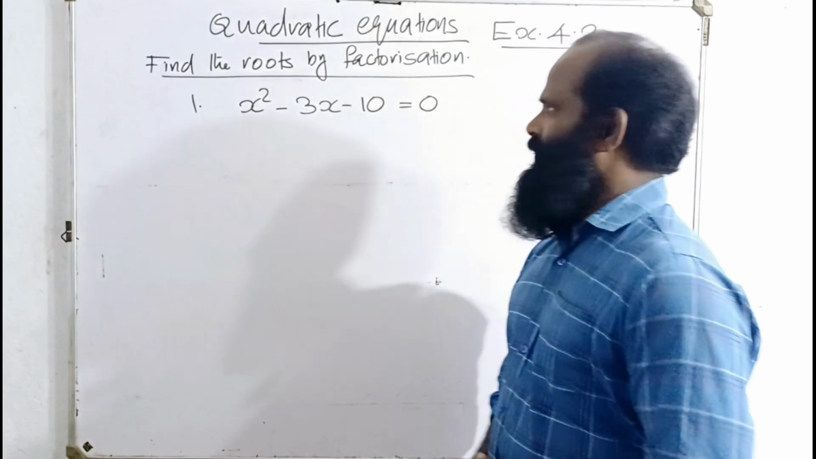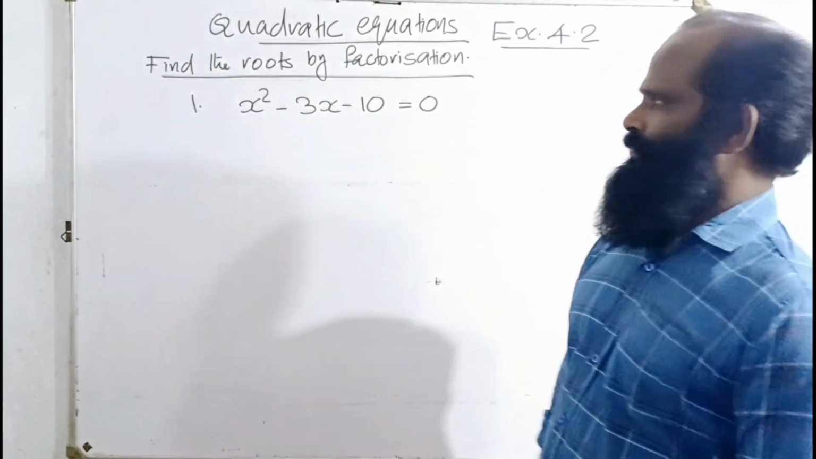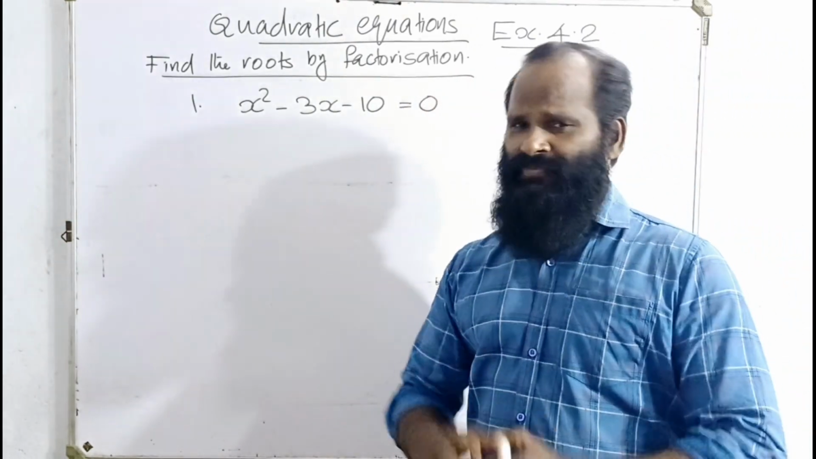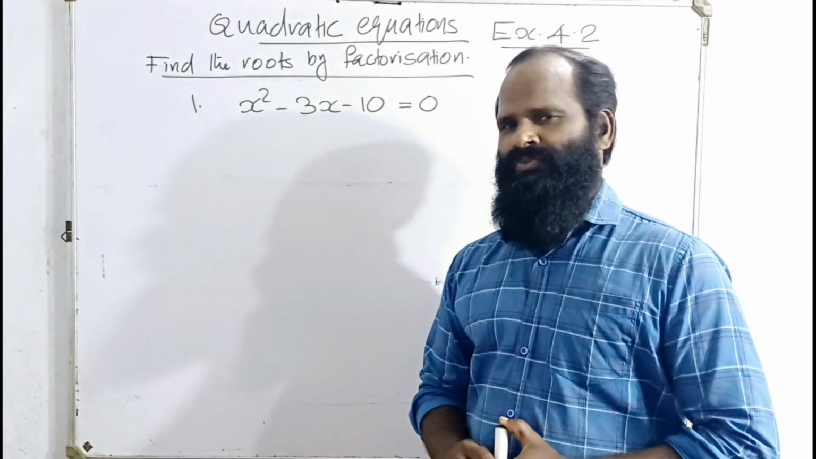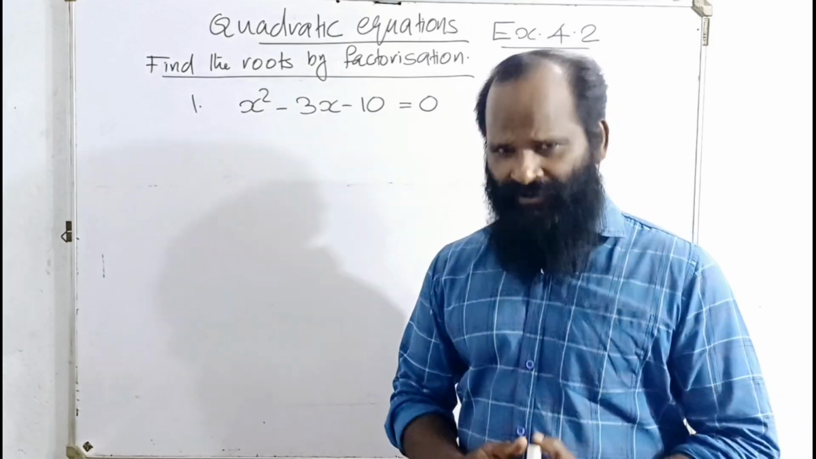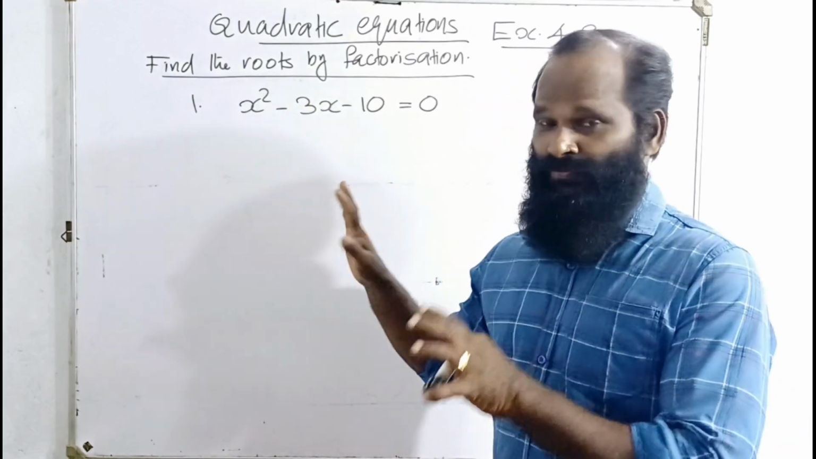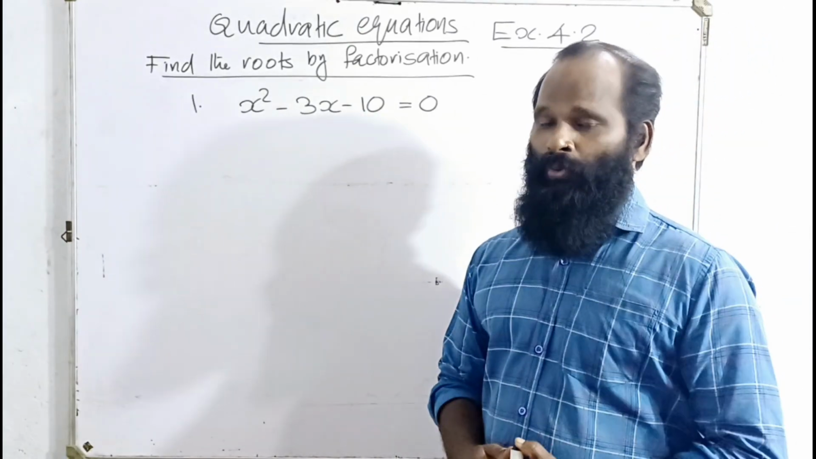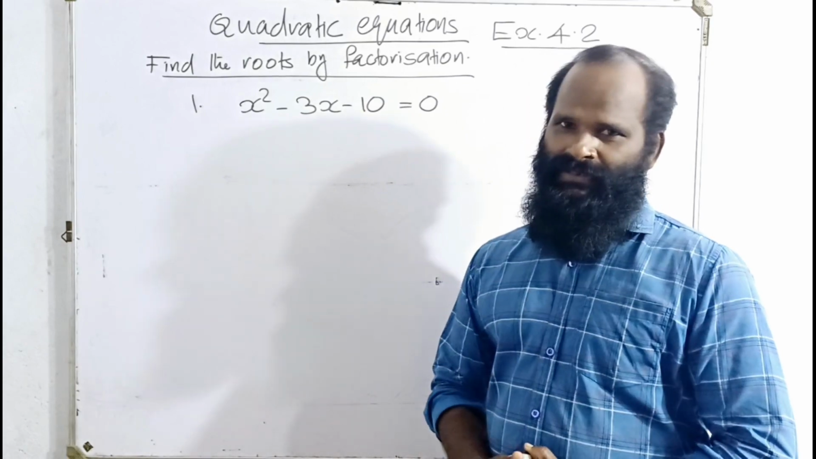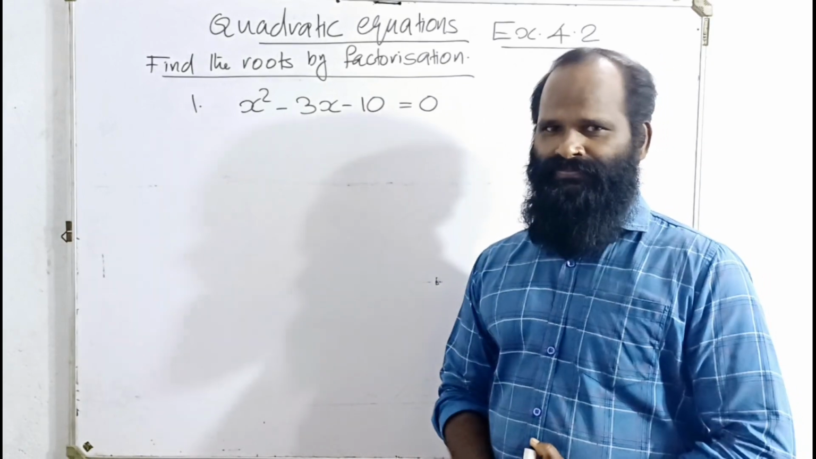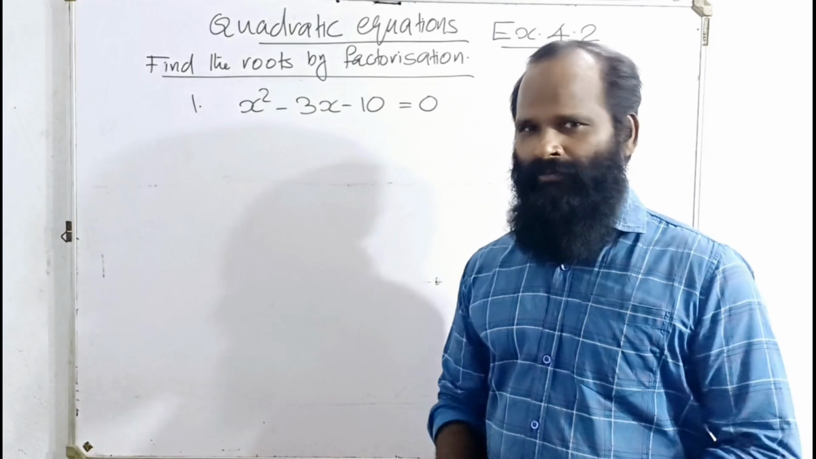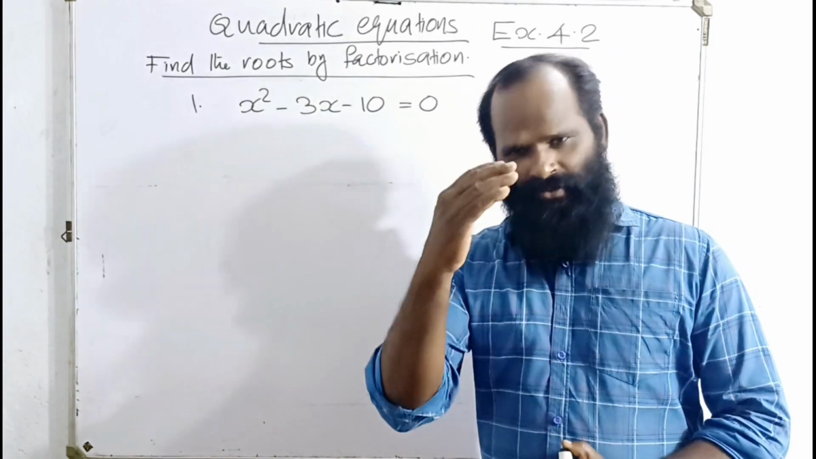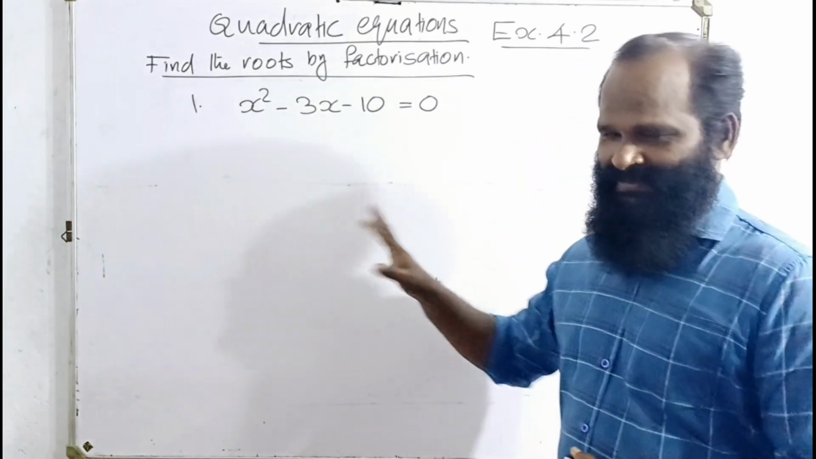Look, exercise 4.2. Question is, find the roots by factorization. I'm sure that it's very simple to you. Those who watched previous videos, this question will be easy. Those who haven't, see all the questions, all the solutions there and come back to this. I've explained in detail how to solve different models of questions. You just watch all those videos and see this.